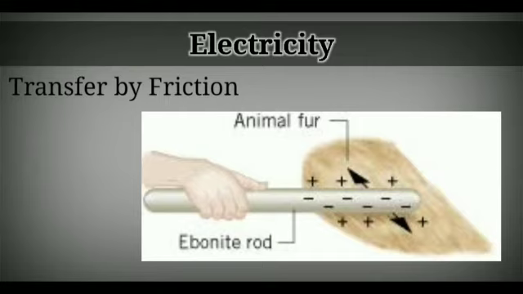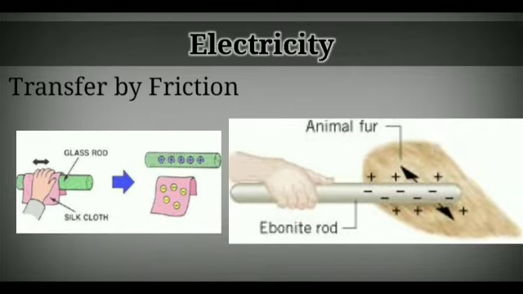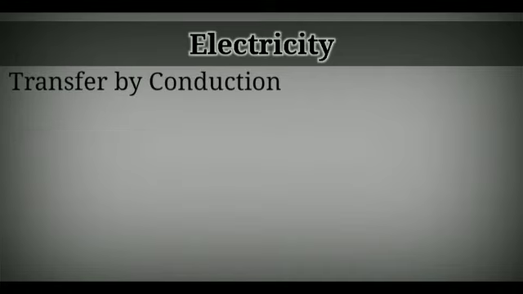The ebonite rod, which has excess electrons, becomes negatively charged, and the fur, which has a deficiency of electrons, becomes positively charged. From this, we can know that when two materials are rubbed together, some electrons may be transferred from one material to another. Next, transfer by conduction.